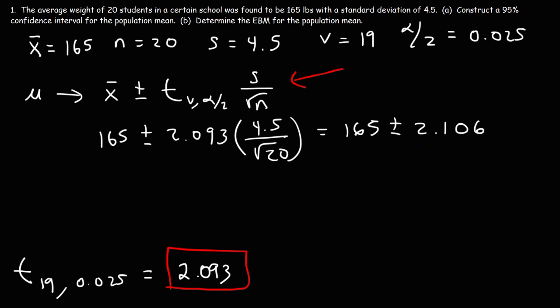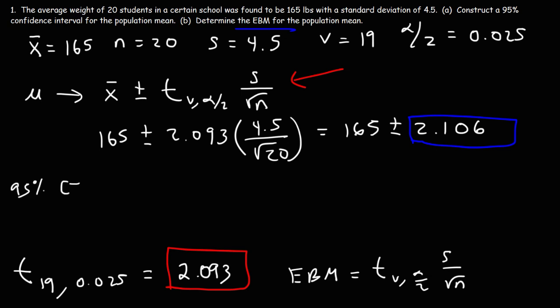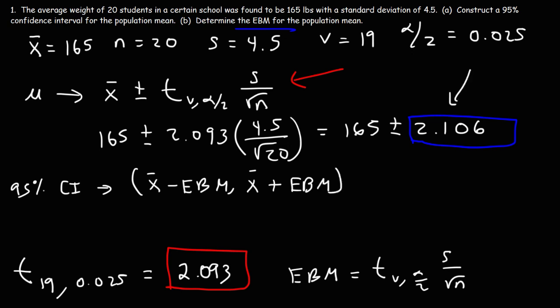Now, this number here has significance. That is our EBM for the population mean, which is also the margin of error. So if you want to write this down, the EBM for this type of problem is going to be our t-value times s over the square root of n, which gave us that number. Now, to construct the 95% confidence interval, it's going to be the sample mean minus the EBM value, and then the sample mean plus the EBM value. So once you get to this part, you already have the answer for part B, which is 2.106.